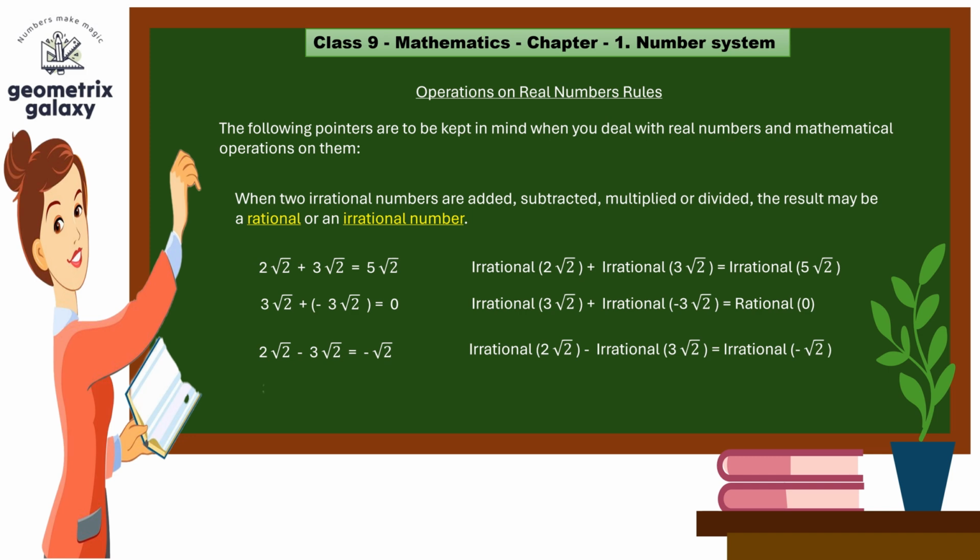We will take another example. 3 root 2 minus 3 root 2 is equal to 0. So we get irrational number minus irrational number is a rational number. So our conclusion is, if we subtract 2 irrational numbers, we may either get a rational number or an irrational number.